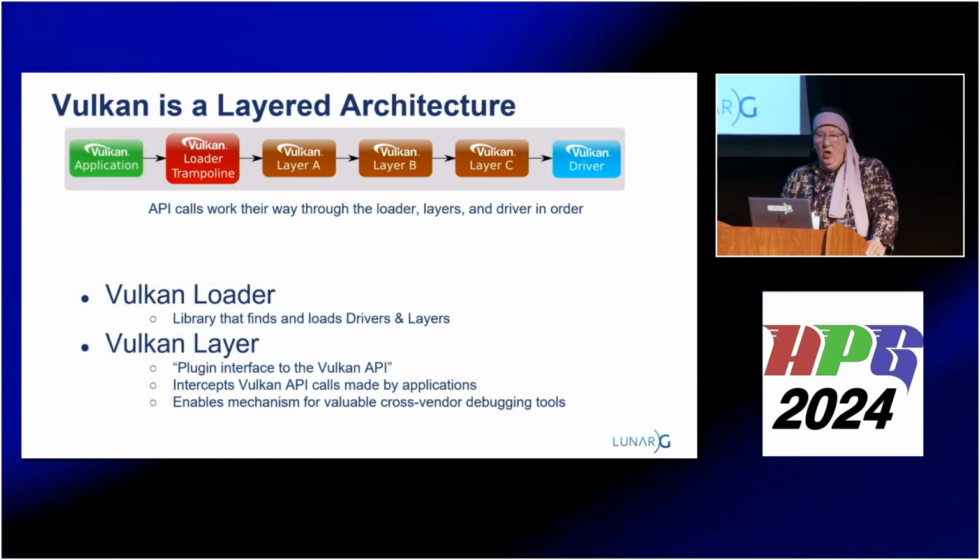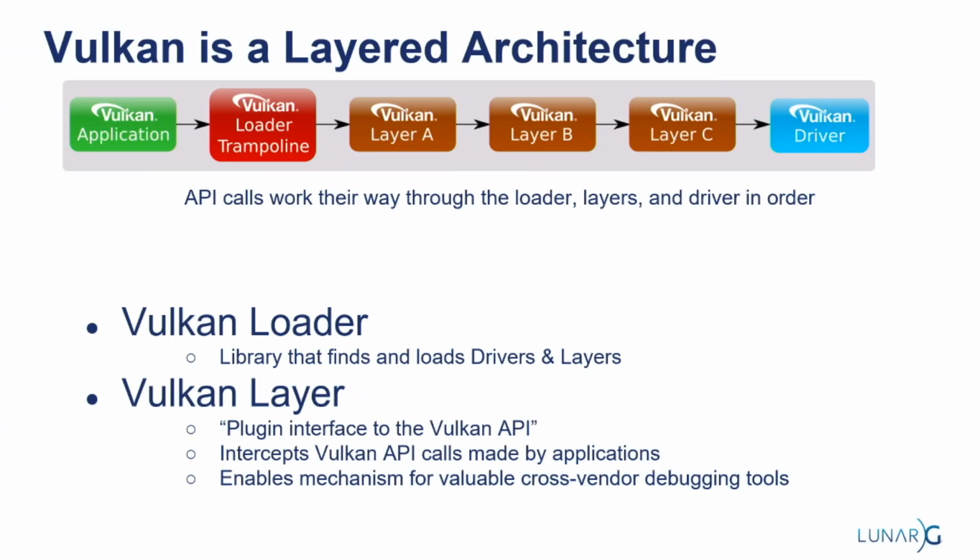Vulkan is a layered architecture. So the Vulkan loader is a library that finds and loads the drivers and layers. And then a layer uses a plug-in interface to the Vulkan API that can intercept any of the Vulkan API calls being made by the application. And this is key in enabling, it's a mechanism that enables valuable cross-vendor debugging tools.